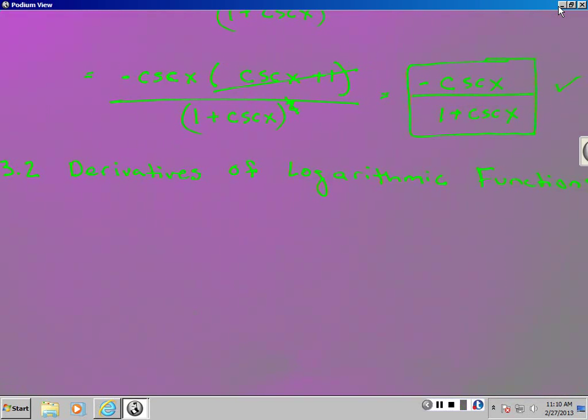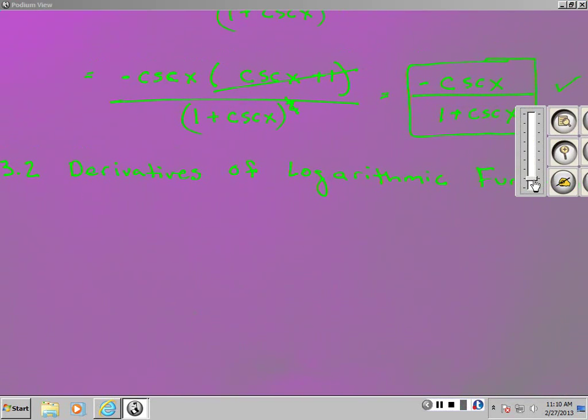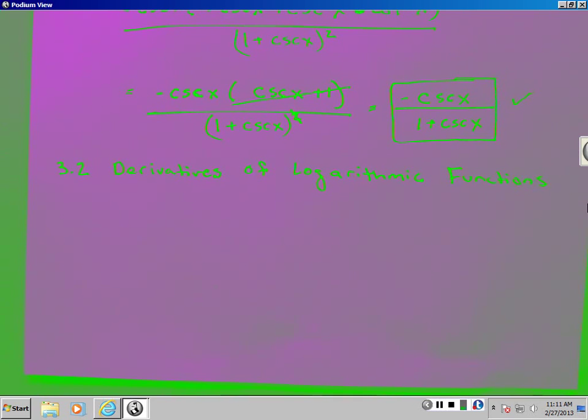Let's see if I can zoom out just a little bit. You guys still see that okay? Okay. So derivatives of logarithmic functions. So our goal today is to obtain formulas for logarithmic functions, well, their derivatives.